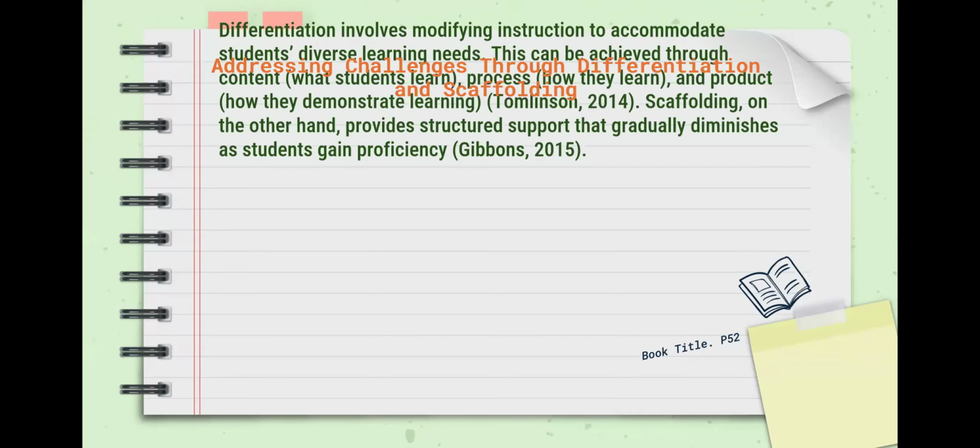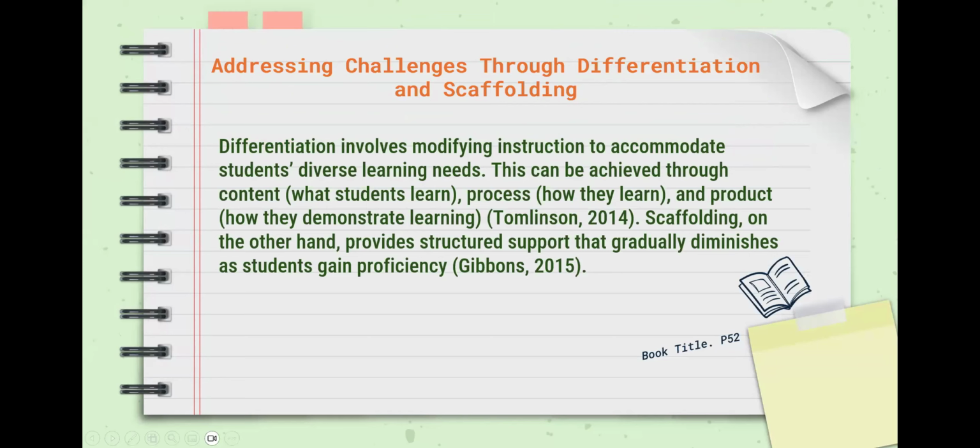Addressing challenges to differentiation and scaffolding. Differentiation involves modifying instruction to accommodate students' diverse language needs. This can be achieved through content, what the students learn, process, how they learn, and product, how they demonstrate learning. Scaffolding, on the other hand, provides structure and support that gradually diminishes as students gain proficiency.